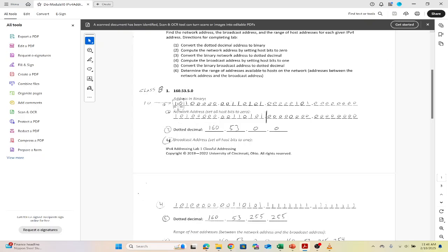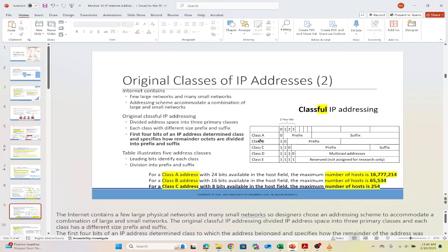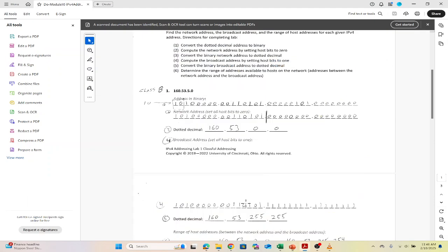We know it's a Class B because it starts with the 10. If we go back to our chart, we know Class B starts with the 10 in the prefix here. So it's a Class B. Class B tells us that the first 2 octets are the network address, and the second 2 octets are the host address. So here we've taken the decimal IP address and converted it to binary, right?